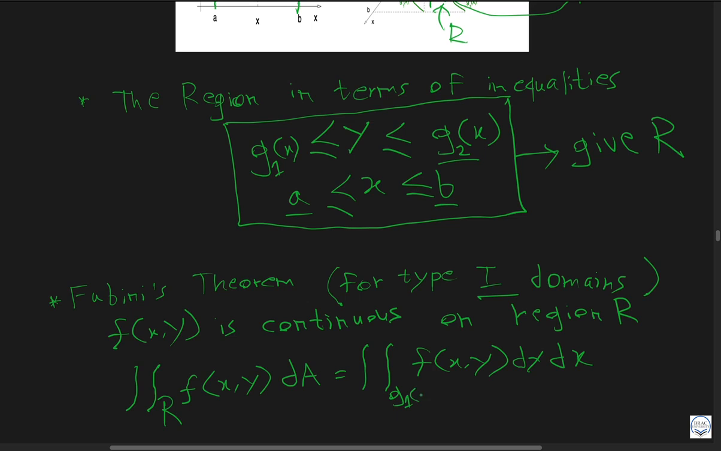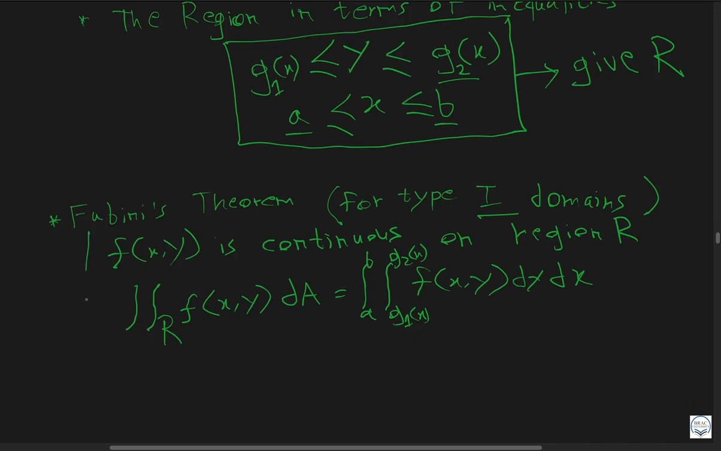For type 1 regions, we do the y integral first and then the x integral, and the y limits are given by these inequalities, as y is always greater than g sub 1 of x and less than g sub 2 of x, and the x limits are from a to b, because x is always greater than or equal to a and less than or equal to b. Fubini's theorem also allows us to treat all the other variables as a constant while we're doing one integral. In this particular case, this means that while we're doing the y integral, we are allowed to treat x as a constant.